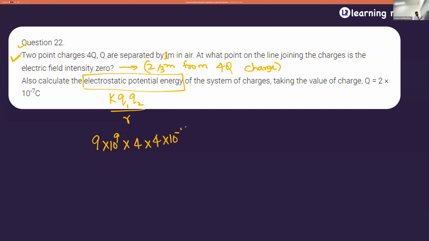4 into 10 power minus 14, the whole divided by r. What is the distance of separation between them? It is 1. So 16 into 9, 144. So it is going to be 144 into 10 power minus 5 joule or 1.44 millijoule. This is going to be the value of electrostatic potential energy.